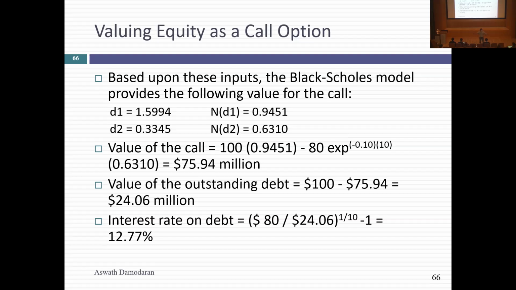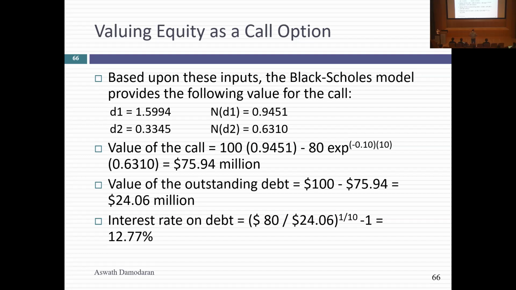But remember, the entire company was worth 100 million. So if your equity is worth 75.94 million, my debt has to be worth 24 million. And since it's a nice zero coupon bond, 80 million due in 10 years, 24 million today, I can back out the interest rate on the debt at 12.77%. That's a default spread of 2.77%.